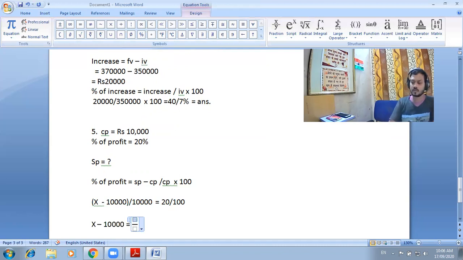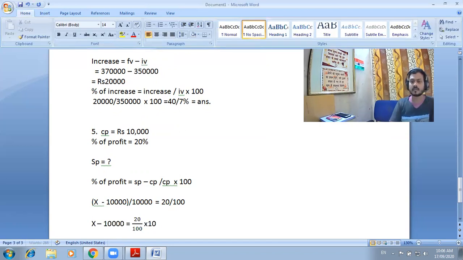Okay, 20 by 100 into 10,000 X becomes, we cross multiply here. So the zeros cancel out, and 100 cancels out, so that is equal to 2000.